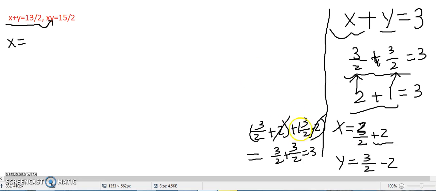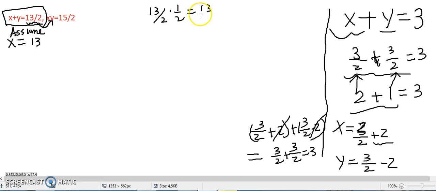So we're going to go back to the example, because in our example we have some fractions, but the idea is similar. So what we do is first we assume x. We look at the first equation. We're not going to do substitution. We're just going to assume x is going to be half of the sum, half of 13 over 2, so you times another 1/2.